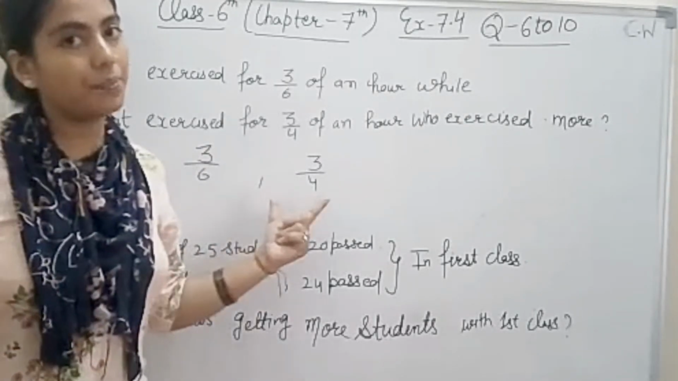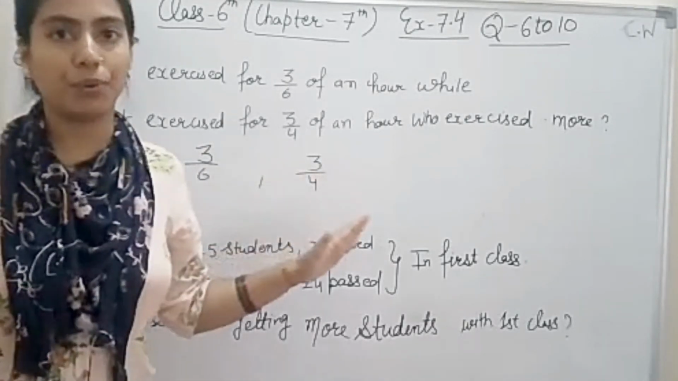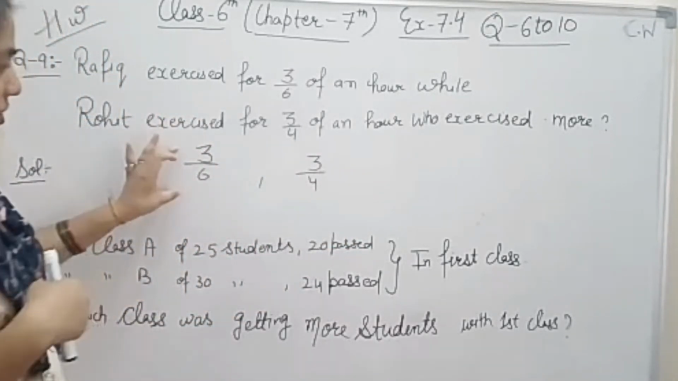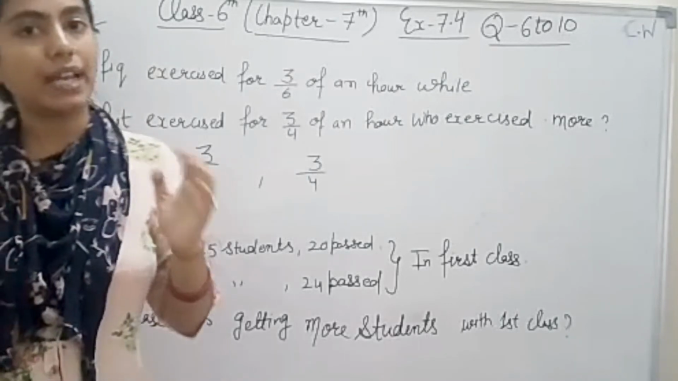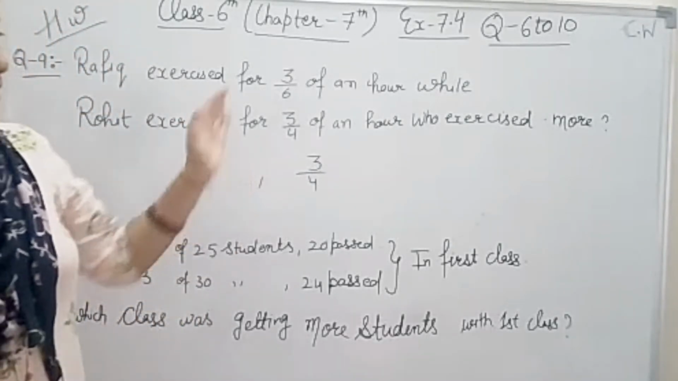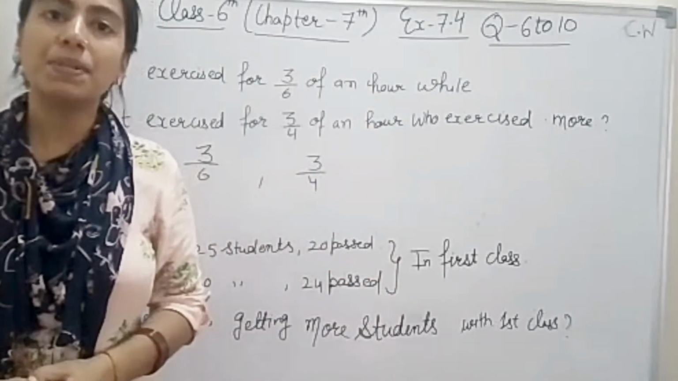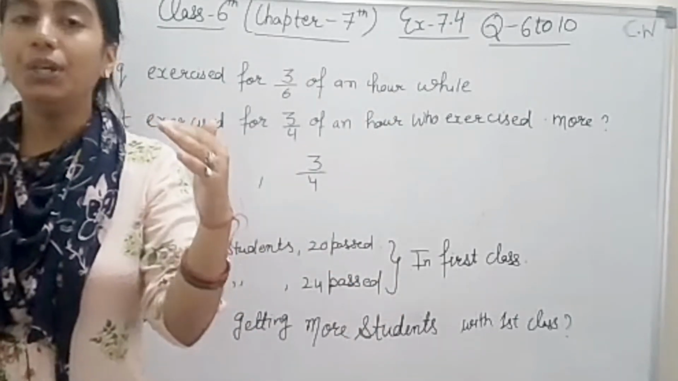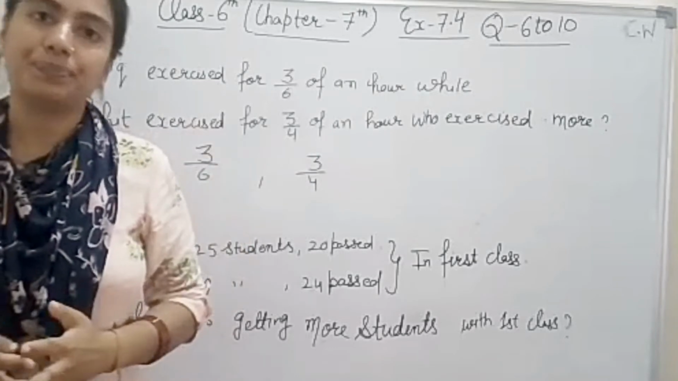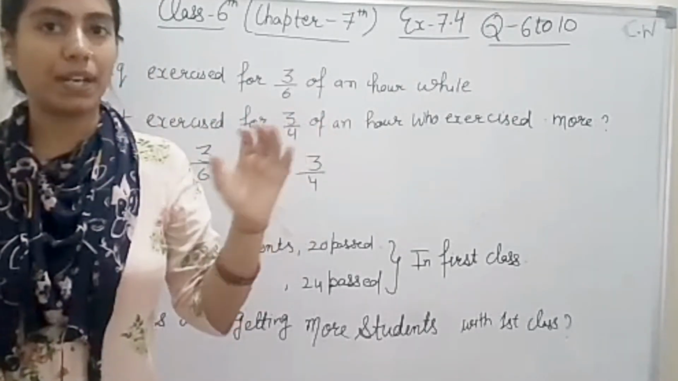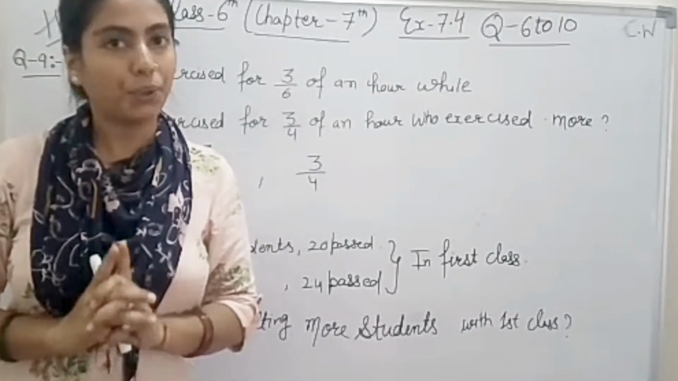If the numerators are same, so 6 is greater than 4. But this fraction will be smaller, and whoever's fraction is smaller, that person will have exercised less, and the other one exercised more. Very simple, student, but you have to do it in a systematic manner. Right, student? I hope you understood. You will write down the statement and solve the question nicely on your own.